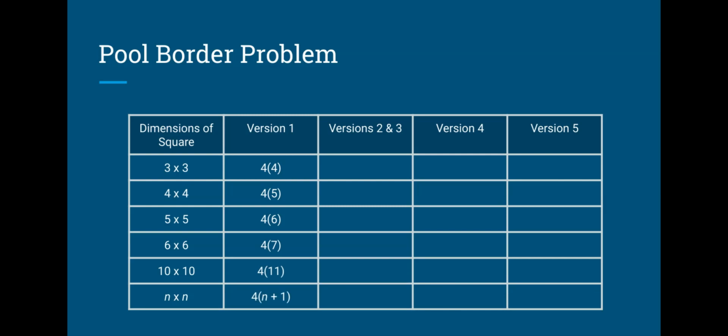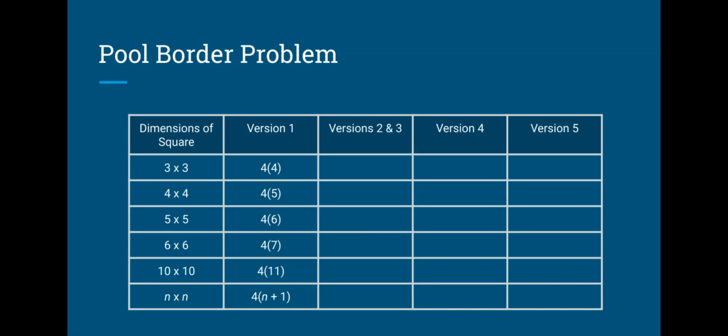If we're looking at version 1, we're going to start to see these patterns emerge, where every time we increase the size of the square, what's in the parentheses is 1 more than whatever the side length of the square was. So that when it was 3 by 3, it was 4 times 4. When it was 4 by 4, it was 4 times 5. 5 by 5, 4 times 6, and so on down to 4 times, any number n, it would be 4 times 1 more than n.